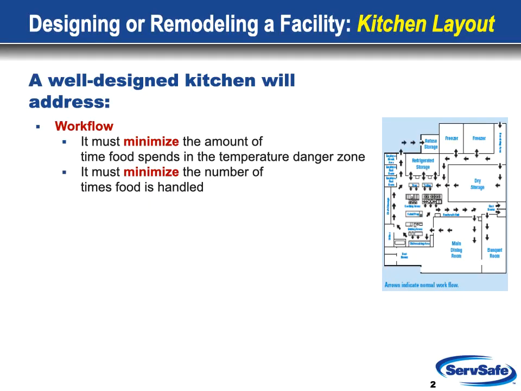A well-designed kitchen will minimize the amount of time food spends in the temperature danger zone. It will also minimize the number of times it is handled. For example, storage areas are located near the receiving area to prevent delays in storing food, and prep tables should be located near refrigerators and freezers for the same reason.